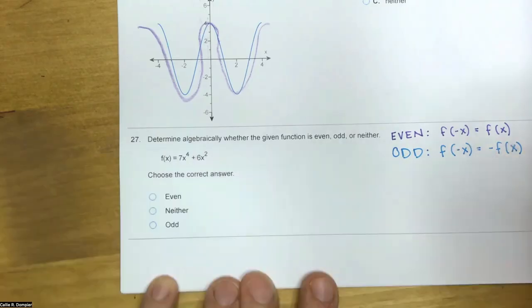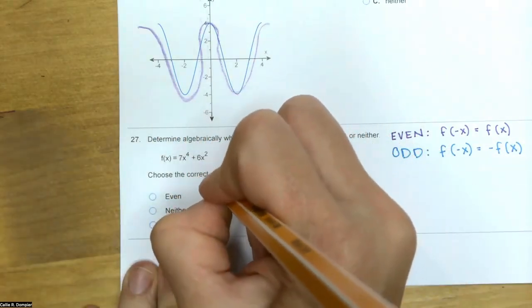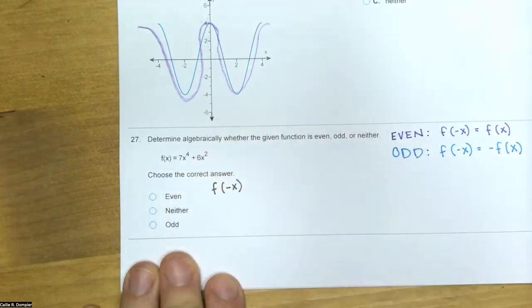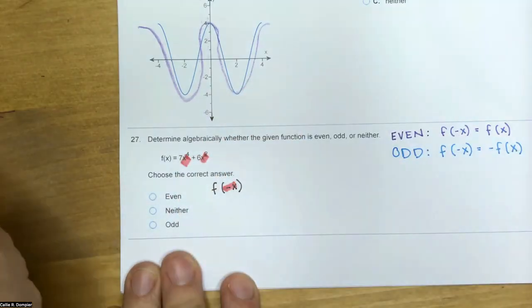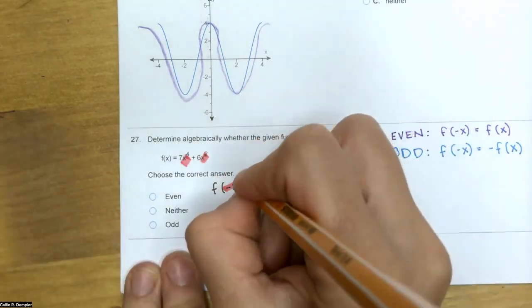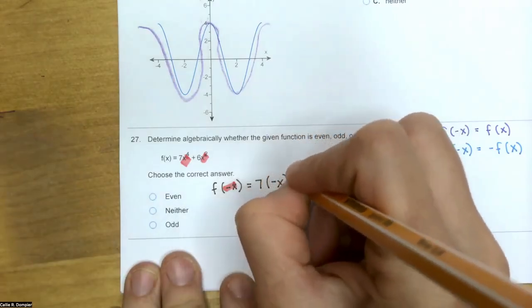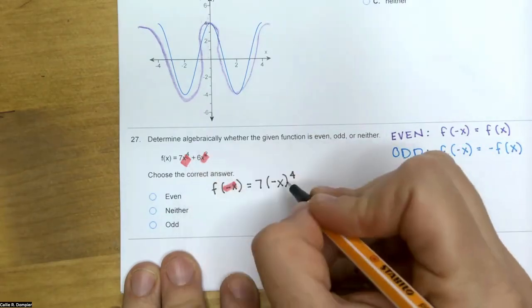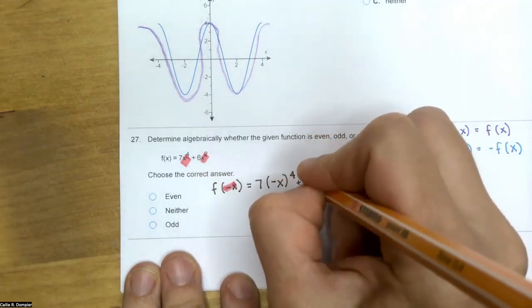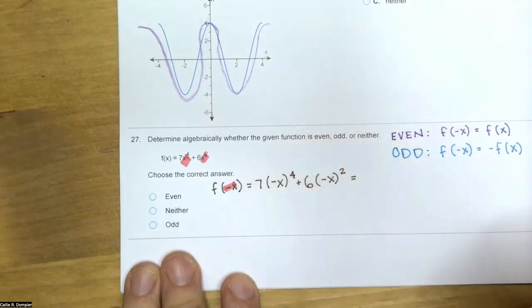Okay? So what we want to do is we have f of x equals 7x to the fourth plus 6x squared. We're going to change from f of x to f of negative x, which just means all of those x's become negative x. F of negative x equals 7 instead of x to the fourth, it's negative x to the fourth plus 6 negative x squared. Good?